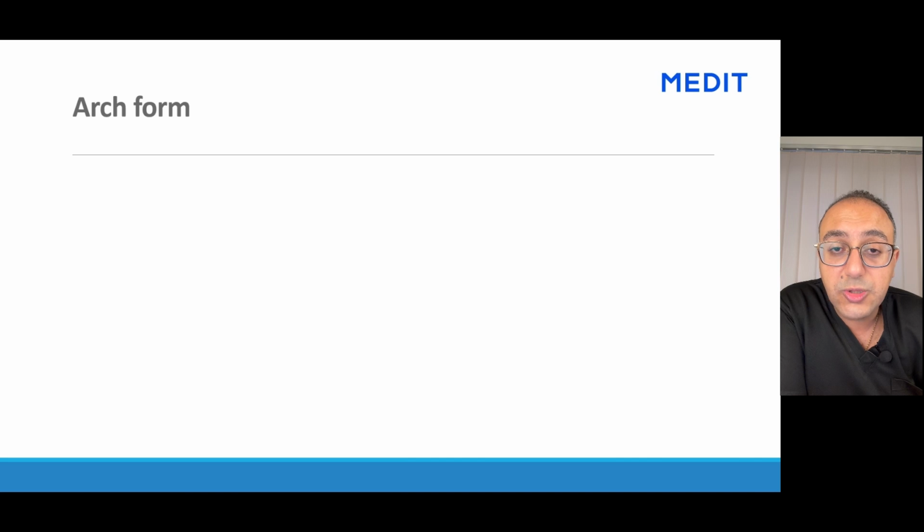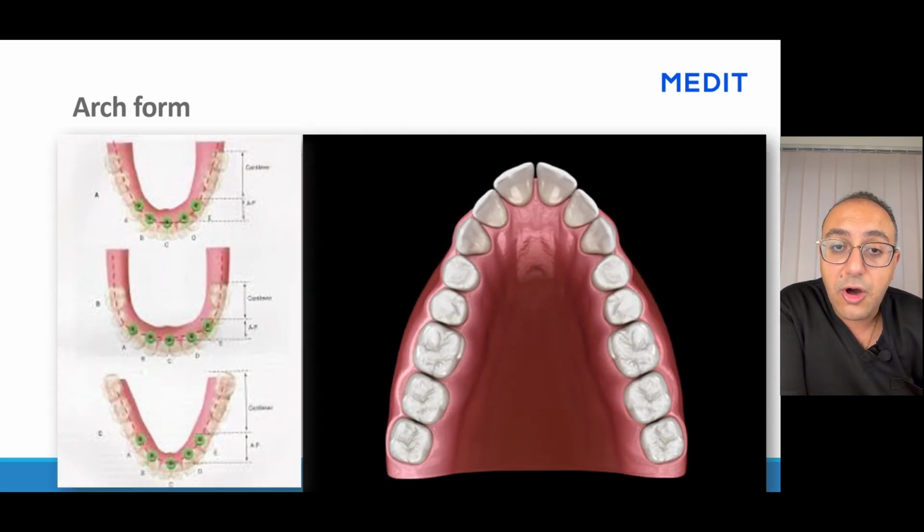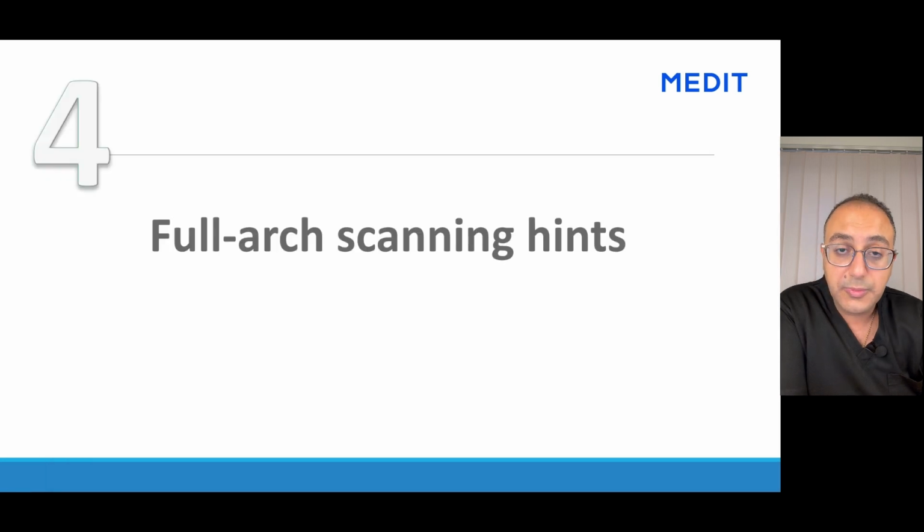The AP spread is also affected by the arch form, because different arch forms give you different AP spreads. So a good preoperative scan, good preoperative photos and planning will help you choose the best positions for your implants to get the maximum AP spread available, and this will give you the largest posterior spread also.